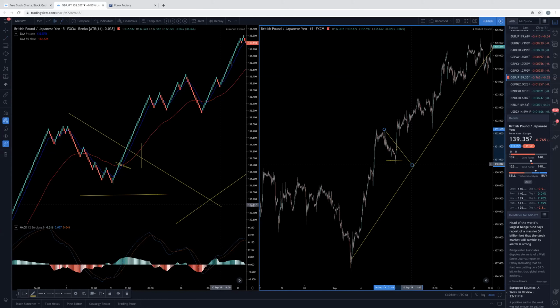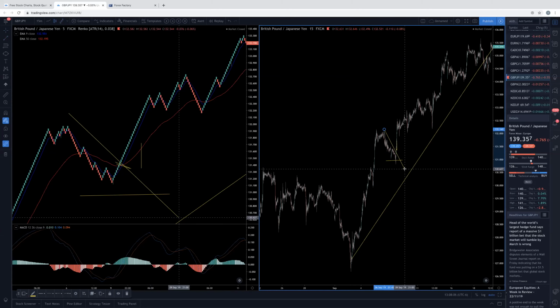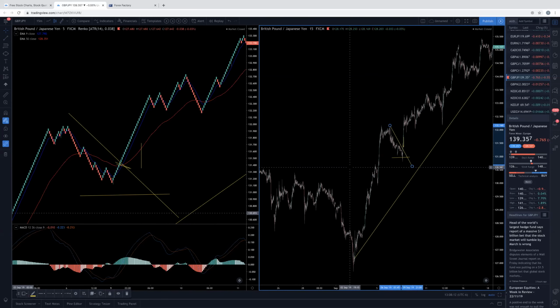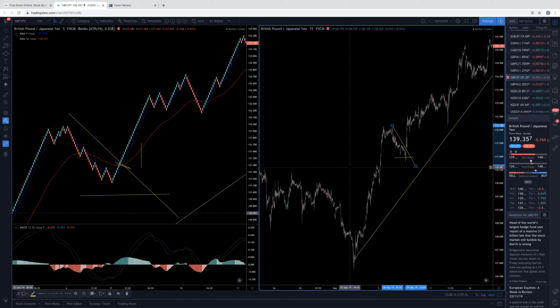Can I ask a question since we're dumbing it all the way down? Is it fair to say that how you're showing us on Renko is getting in on the retest versus getting in on that super early risky entry?